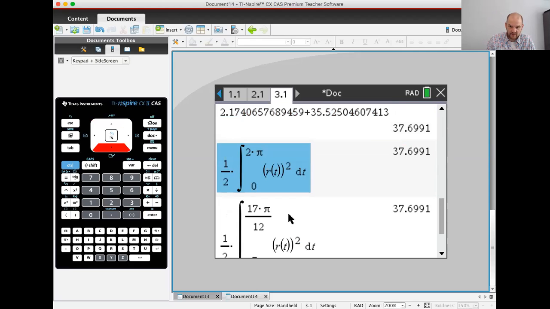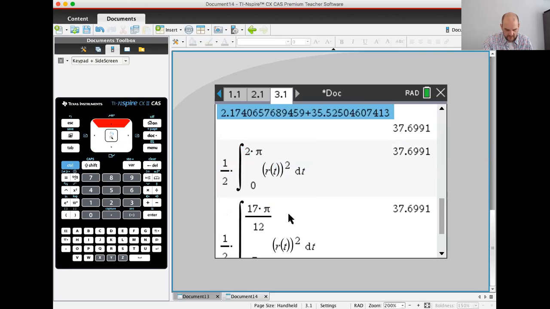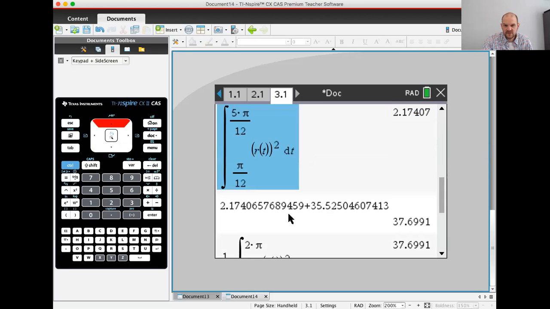So this, I got approximately 37.699. That's fine. The bigger one must have been 35.525, and then the smaller ones must have added up to 2.174. All right, good work, us.